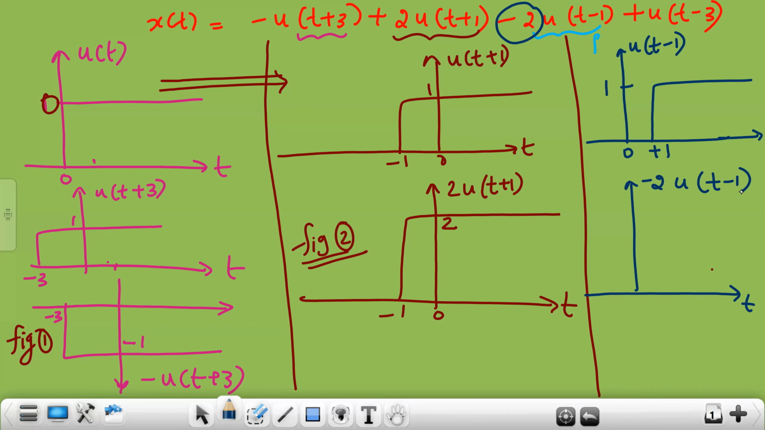How we are going to draw minus 2 u of t minus 1? So multiply with minus 2, sir. Yes, multiplying with minus 2 means the signal will shift upwards or downwards. Downwards, sir. Yes. So the same signal you are going to shift downwards towards negative y-axis, and the amplitude is minus 2, and there is no change in time axis. It still remains from plus 1 to infinity. So this can be considered as figure number 3.